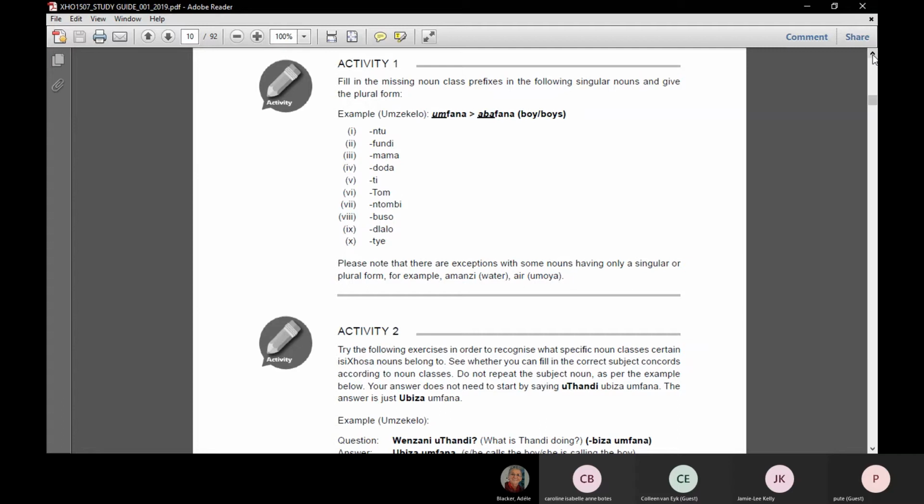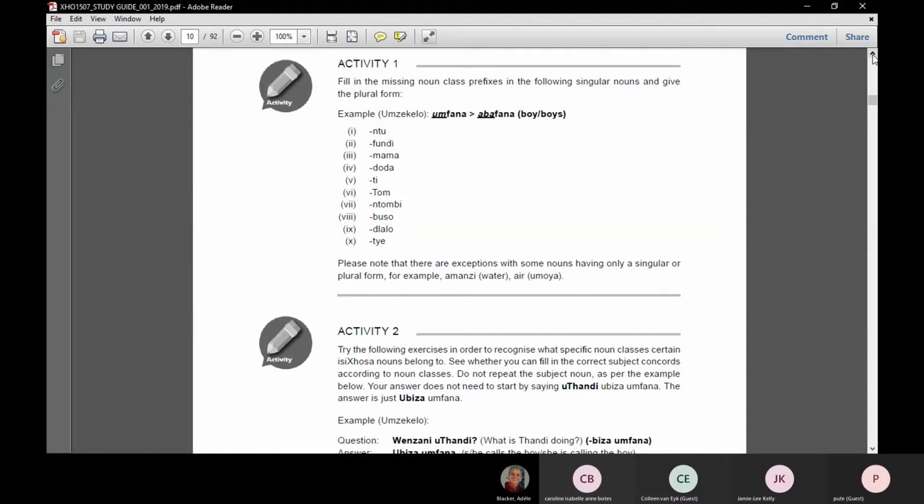So let's do number 1. The root is ntu. Give me the prefix. Umntu is correct. What is the plural for umntu? Abantu, a person, people.